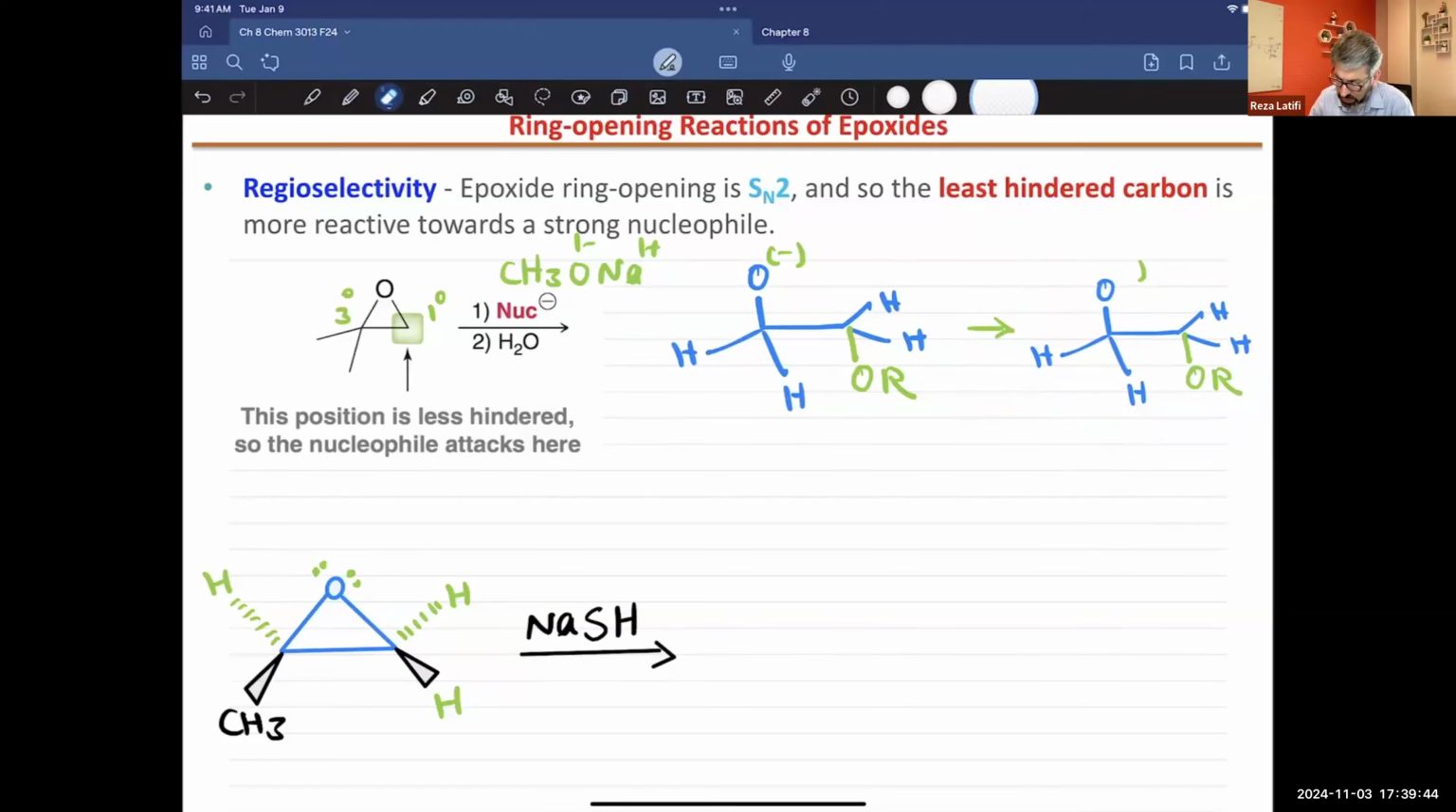Okay, so if we give it an H, here we take H from a solvent like water, and now we will have H there, and we get then alcohol. Forgive me, I need to say this one is methyl, it's not hydrogen. So I have CH3 here, CH3. As you see, the alcohol showed up on a carbon with more substituent, because the attack always is going to happen on a carbon with less substituent.